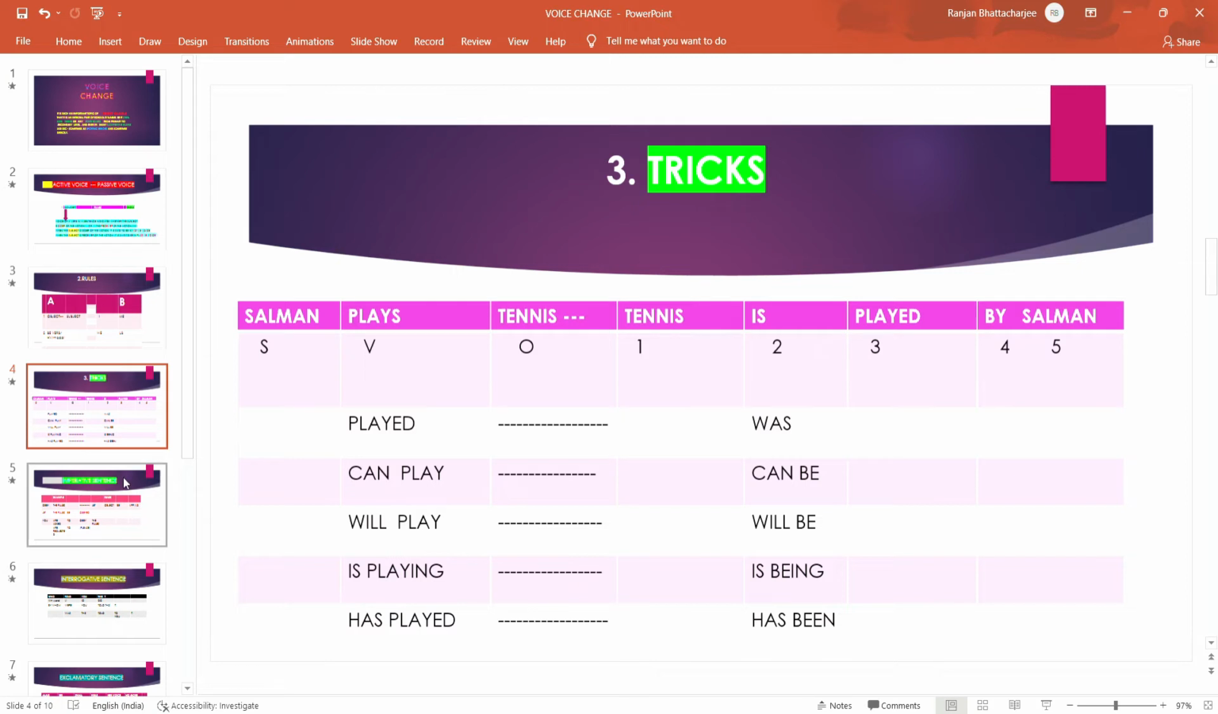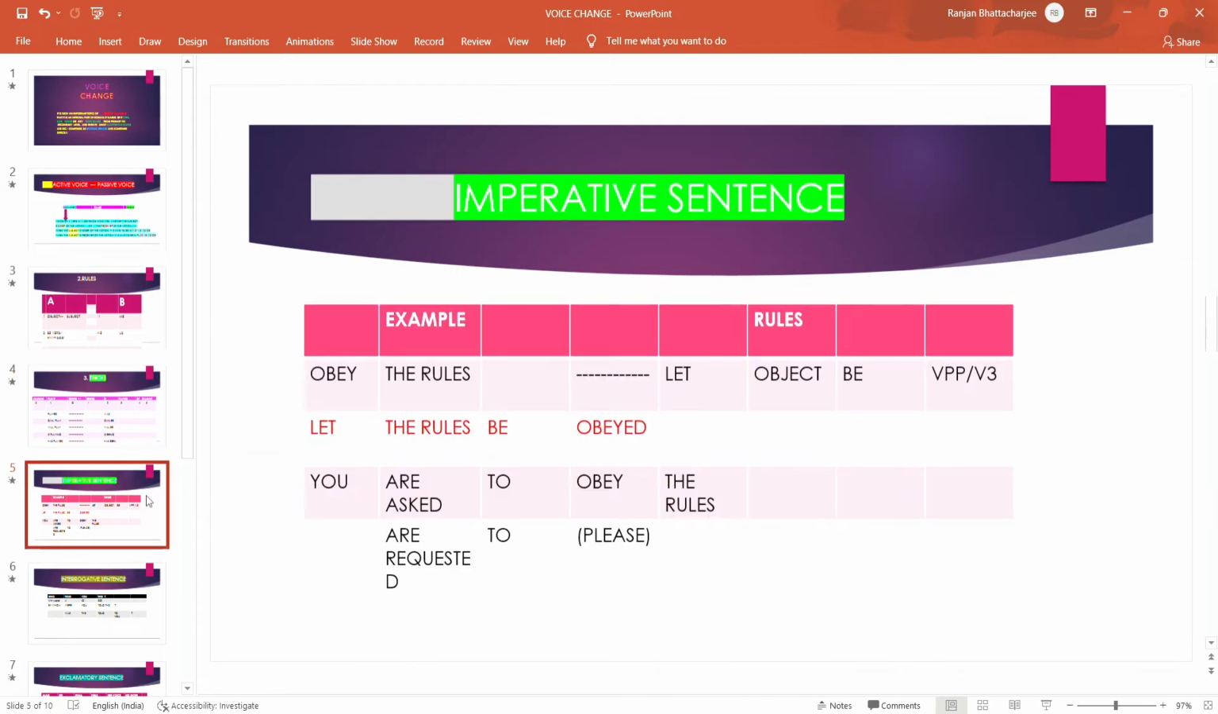So next, if we take some other kind of sentence, that is the imperative sentence. As we know, an imperative sentence begins with a verb and is used to make a command, order, or request. So in that case, what are the rules and ways to change it into passive? For example, I have taken one example here: obey the rules. How do we change an imperative sentence into passive voice?